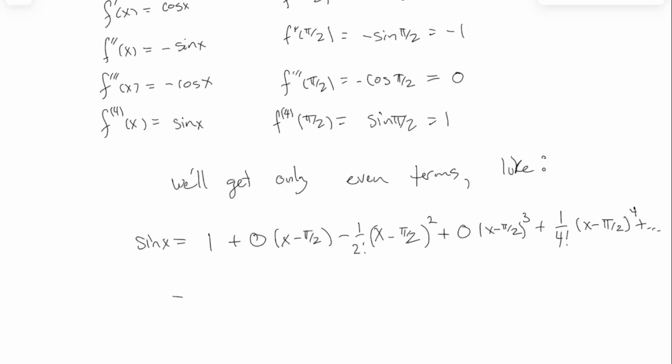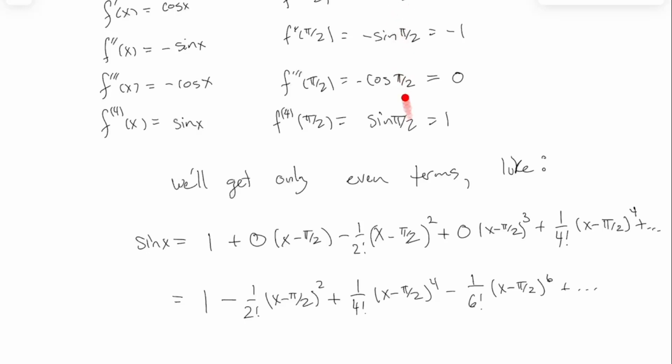If I wanted to write it without the zeros, it would just be 1 minus 1 over 2 factorial x minus pi over 2 squared plus 1 over 4 factorial x minus pi over 2 to the 4 minus. The next one will be minus 1 over 6 factorial. I can tell what the pattern is at this point. X minus pi over 2 to the 6, and so on. All right. That's my Taylor series centered at pi over 2. It's just a matter of calculating the coefficients slightly differently. I plug in pi over 2 every time instead of plugging in 0 every time.